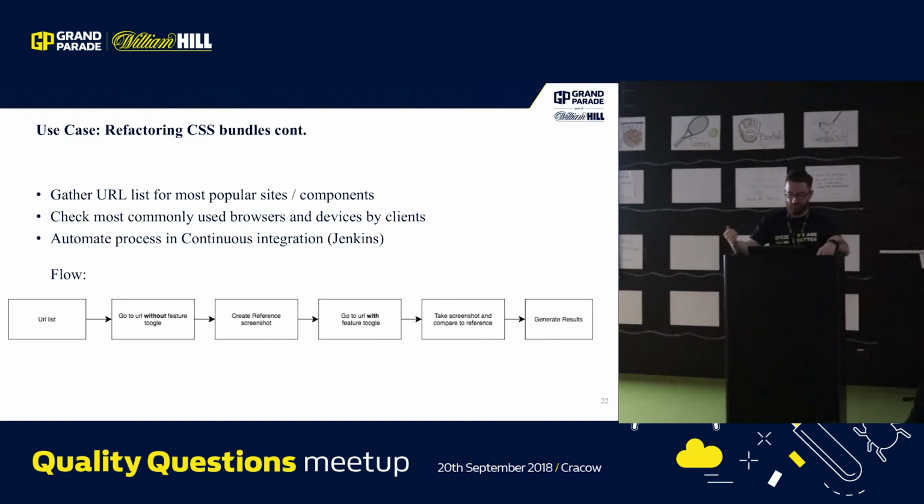The flow of testing was as on the slide. We just grab the URL list. We have our feature under a feature flag, so that was a very good approach for visual regression testing. First we go to the web page without the widget toggle and take the reference screenshots. Then we go to the same URL with the feature toggles on, take another screenshot, compare them and generate the results. Okay, we end up with something like this.